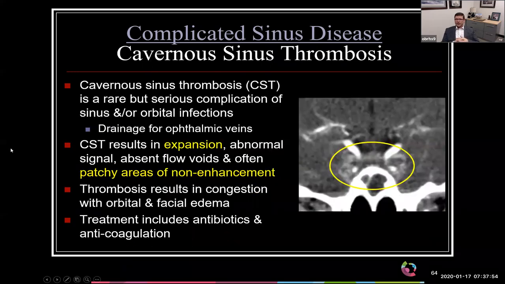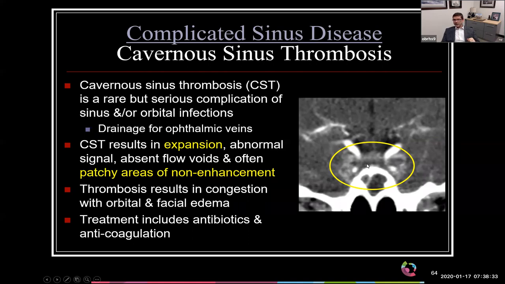Now, cavernous sinus thrombosis is a very rare but very serious complication of either paranasal sinus or orbital infections that spread intracranially. And the reason they spread to the cavernous sinus is that's the primary drainage pathway for the superior and inferior ophthalmic veins. So with cavernous sinus thrombosis, what you're going to see is expansion of the cavernous sinus, like we see here. On MRI, you'll see abnormal signal and loss of flow voids. And then on both CT and MRI, you're going to see patchy areas of non-enhancement. And those are the areas of thrombosis within the cavernous sinus itself.